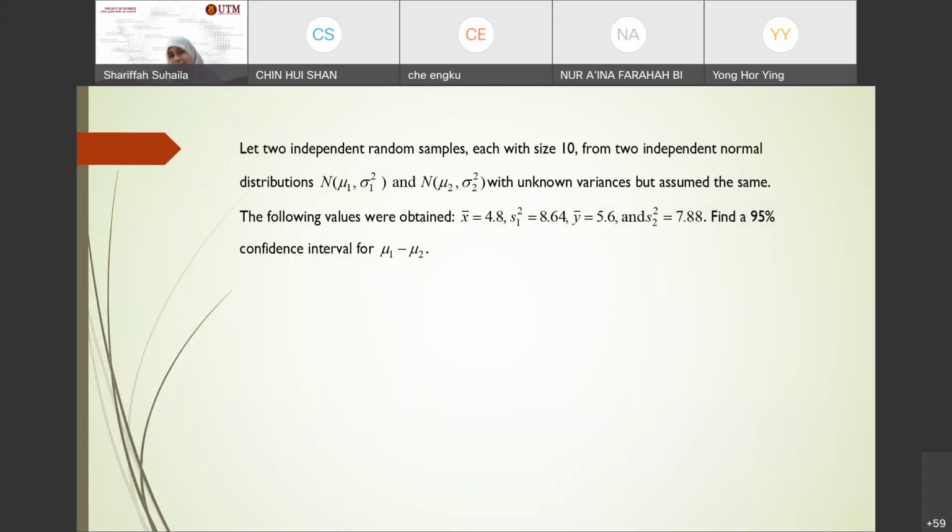Okay, so let's say the first part you already derive. Okay, using that formula that you already derive, solve this equation, find a 95% confidence interval. So the same concept here. So first tu kita akan pakai T distribution. So you will have here is 1 minus alpha 0.95, alpha 0.05. So again alpha over 2 is 0.025.